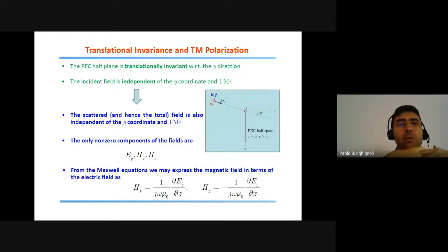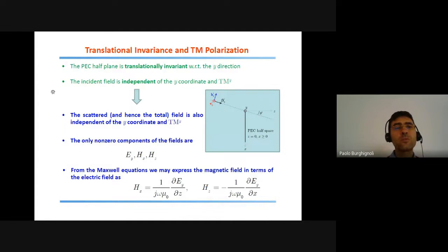Consider that the perfectly conducting half plane, which is reproduced here in the box, is a structure that is translationally invariant with respect to the y direction. So this is a first geometrical consideration. Furthermore, the incident field is also independent of the same y coordinate, and it is polarized transverse magnetic with respect to the y-axis. As you can see from the unit vector that represents the magnetic field, we have no component of the magnetic field along the y-axis, whereas the electric field is parallel to the y-axis.